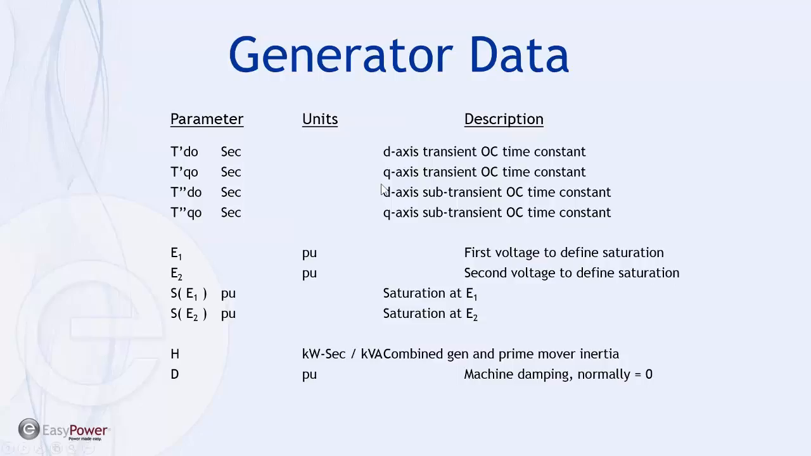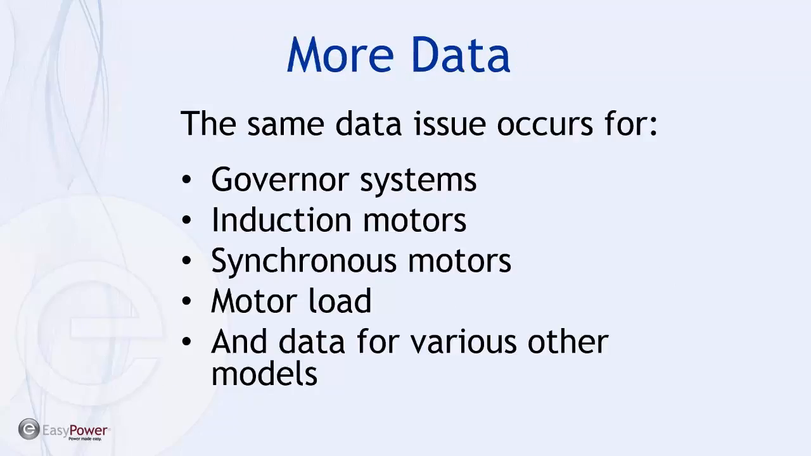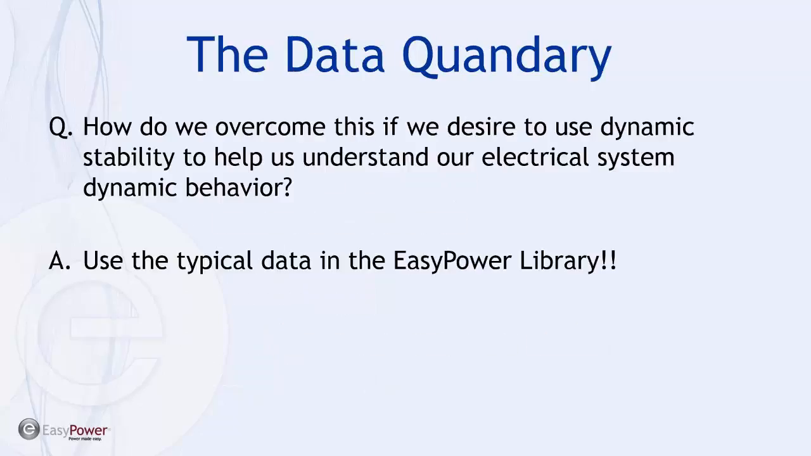Then we get into the time constants for each of these parameters, and there's not always equal correlation between what manufacturers supply and in some cases what a simulation tool requires for input. So that's just the generators. If we look at the other elements in the system, including the governor systems, induction motors, synchronous motors, motor loads, and all the other elements we've been talking about, it does compound this problem about having or requiring data.